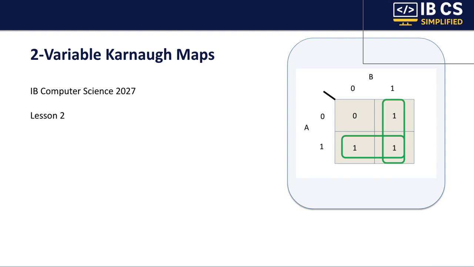In the last lesson we learnt what K-maps were and how they were used. Today we're going to look at how to solve our very first K-map from start to finish. By the end of this lesson you'll know exactly how to convert from truth tables into K-maps and simplify Boolean expressions.